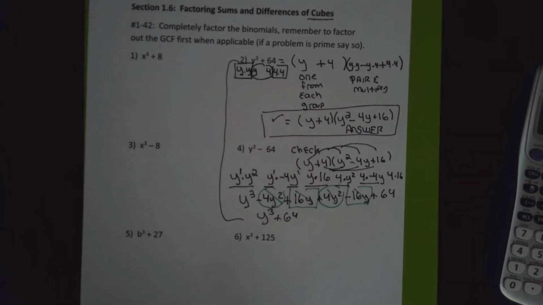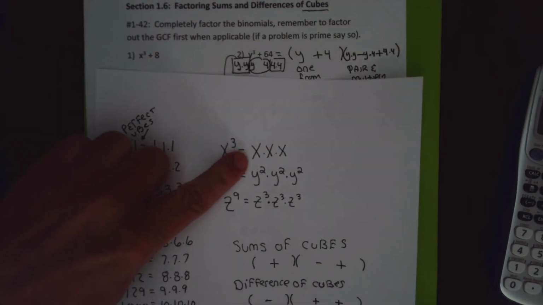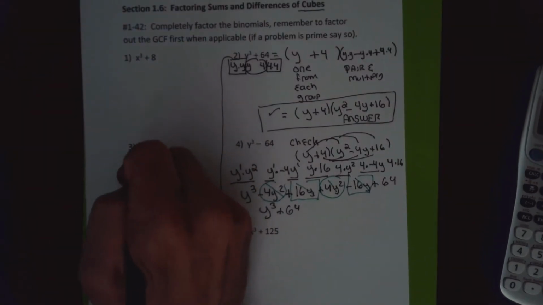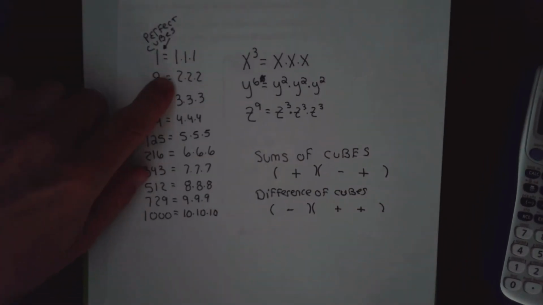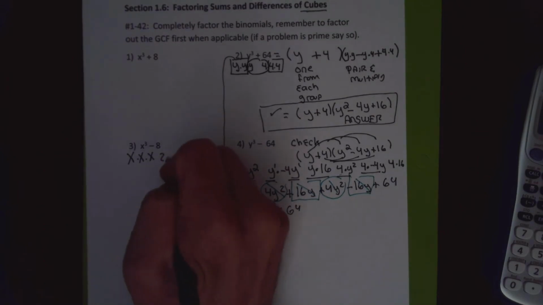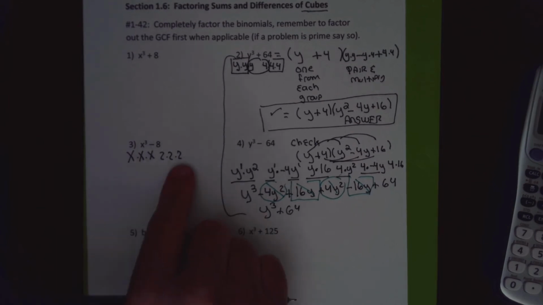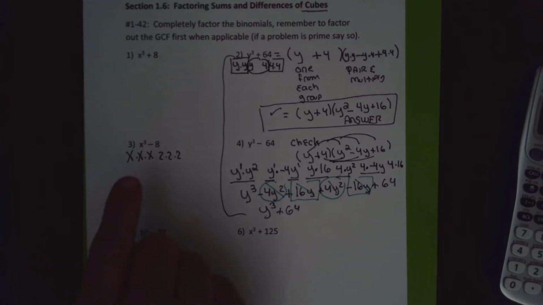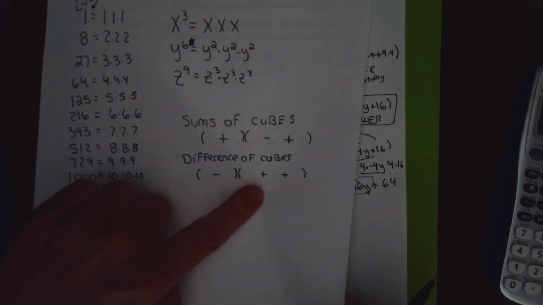Let's do 3 together. For 3, I need to break it down and make it a cube. So the x cubed I'm going to write as x times x times x. The 8 I'm going to write as 2 times 2 times 2. So that makes it a cube problem. It's a cube problem if each term can be written as 3 identical factors and there's 2 terms. This is a cube with a minus, or a difference of cubes, so the signs are minus, plus, plus.